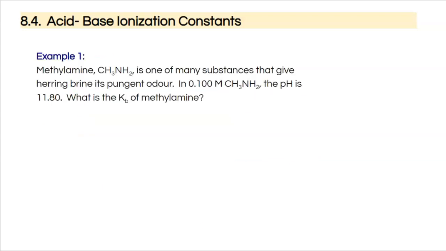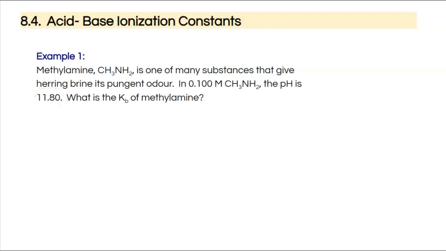So the typical example we see is one where they're asking us for the KB value to be calculated, such as this. So let's take a look. It reads, methylamine is one of many substances that gives herring brine its pungent odor. Amines are often really smelly. So a 0.1 mole per liter methylamine solution, which is a weak base, the pH is 11.80.